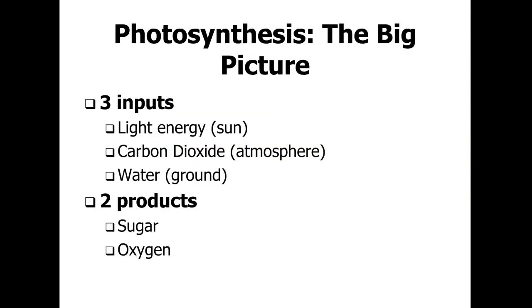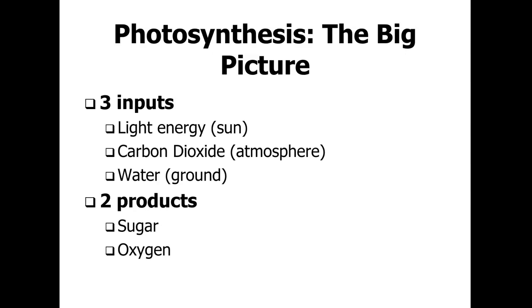So photosynthesis is going to require 3 inputs. It has to have a form of light energy, and of course the sun's the major form, carbon dioxide, which it gets from the atmosphere, and then water, which if it's a plant, it's going to get from the ground. It cannot take it in through the leaves. It has to take that in through the roots.